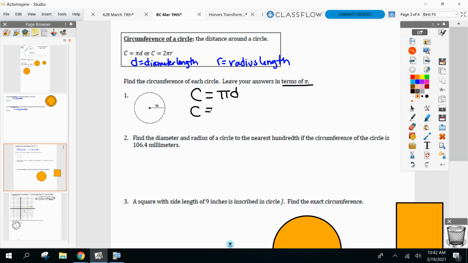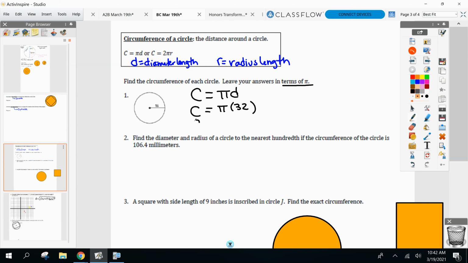So it looks like the radius is 16. I'm going to double it to get the diameter, so the diameter is 32. Now let's talk. In terms of pi means I need to see a pi in your answer. Don't go to your calculator and do 32 times pi. I need to see pi in your answer when it says in terms of pi.